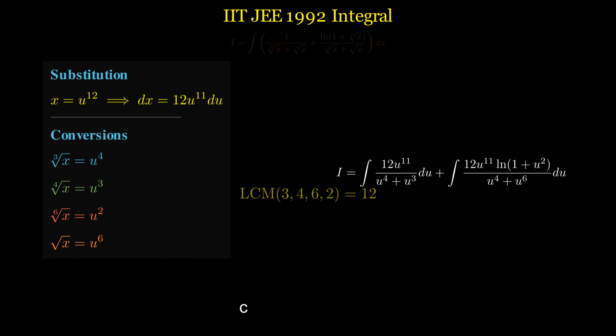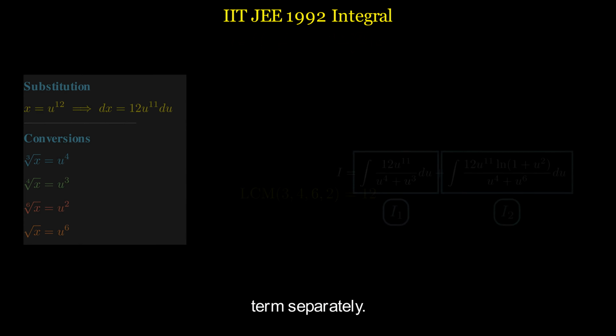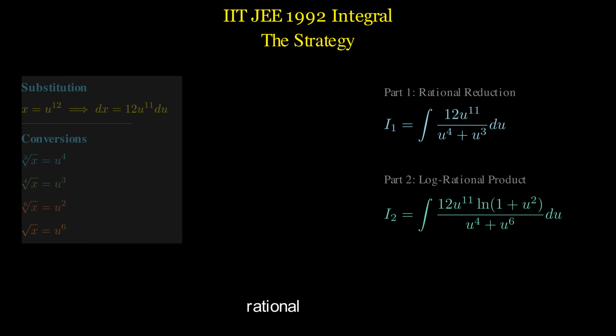To simplify the calculation, we will split the integral into two parts, I1 and I2. We will evaluate each term separately. We will evaluate the rational part first, followed by the logarithmic part. Let's begin with I1.